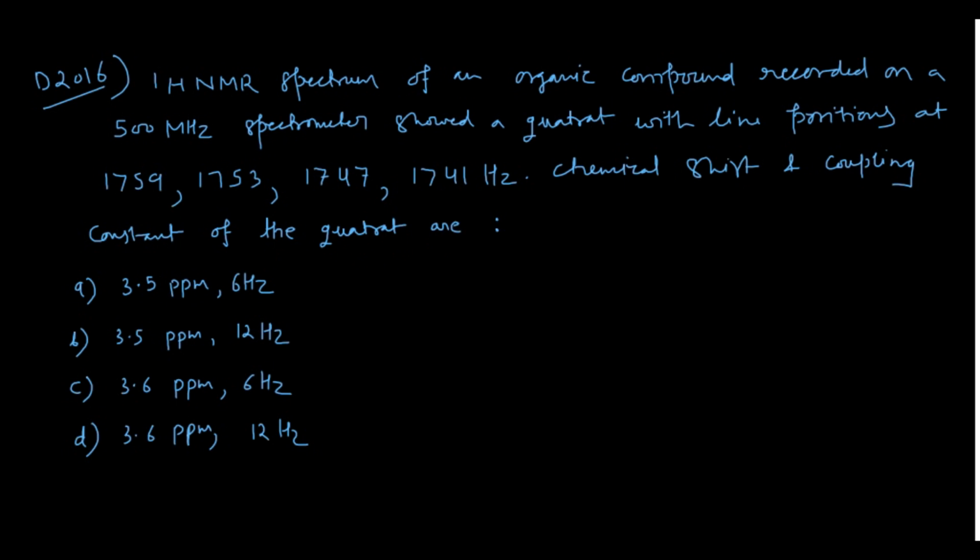See, a quartet according to Pascal's triangle, this is the quartet, and these values are given: 1741, 1747, 1753, 1759. Please remember, whenever you are writing these values, the right hand side value will come on the right hand side. This is 1741, and this one is 1747, and this one is 1753, and this one is 1759.